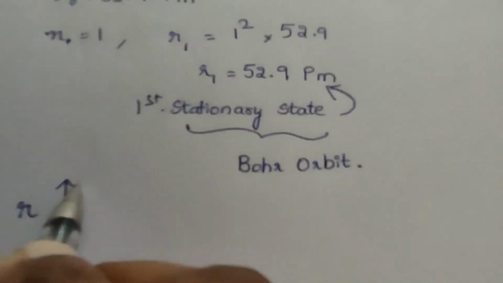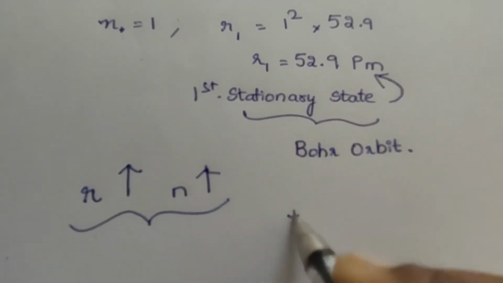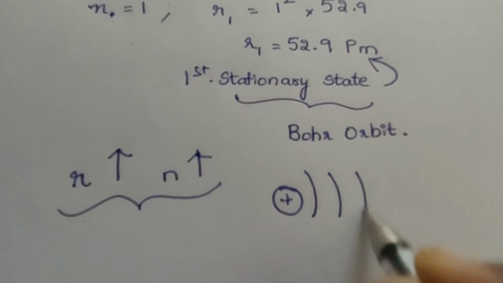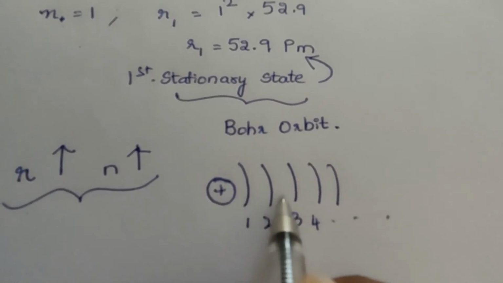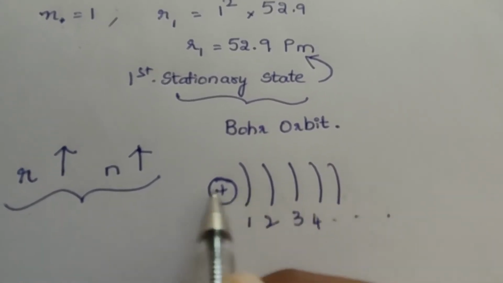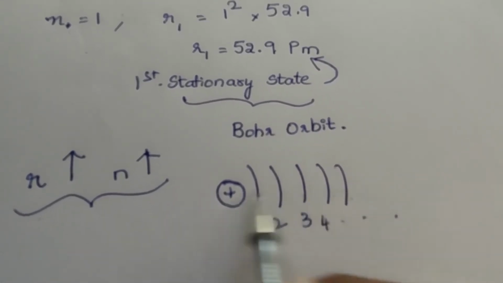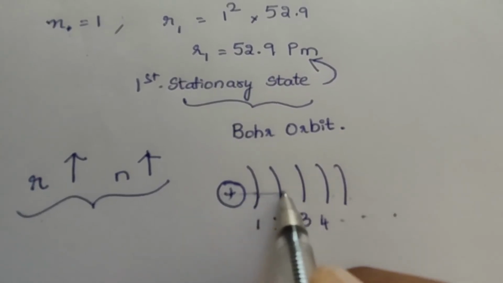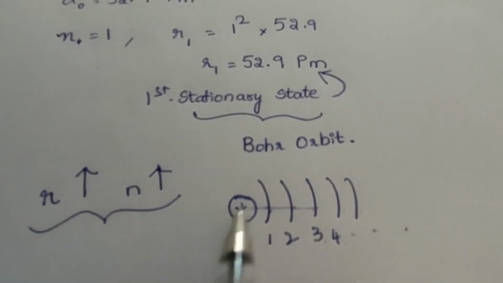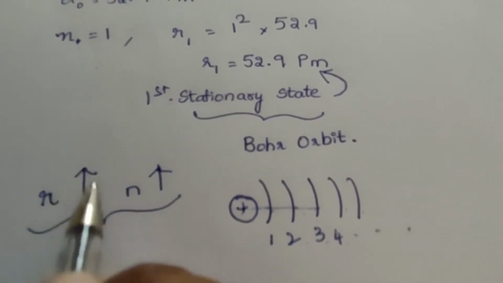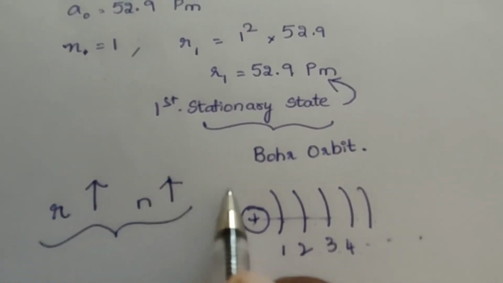See here, as the n value increases, the r value also increases. See, this is the nucleus and these are the stationary states numbered as 1, 2, 3, 4 and so on. As the stationary states increase, the distance between the nucleus and the state also increases. So as the r value increases, the n value is also increasing. So these two are directly proportional.